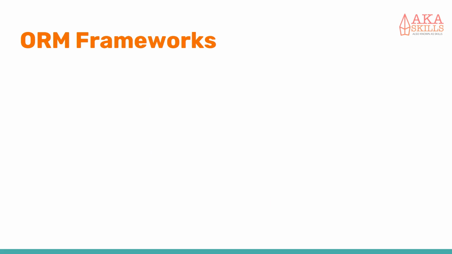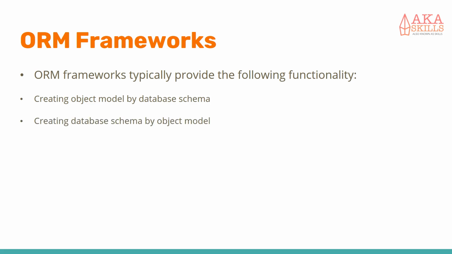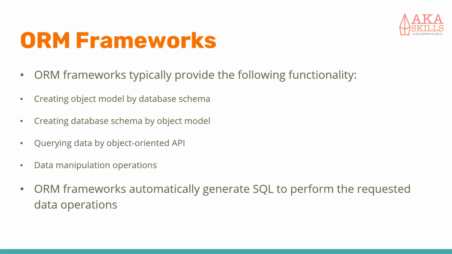Now, for the frameworks, ORM frameworks typically provide the following functionality: creating an object model by database schema, creating a database schema by object model, querying data by an object-oriented API, and data manipulation operations. Data manipulation operations are CRUD operations: create, retrieve, update, and delete. As well, ORM frameworks automatically generate SQL to perform the requested data operations.